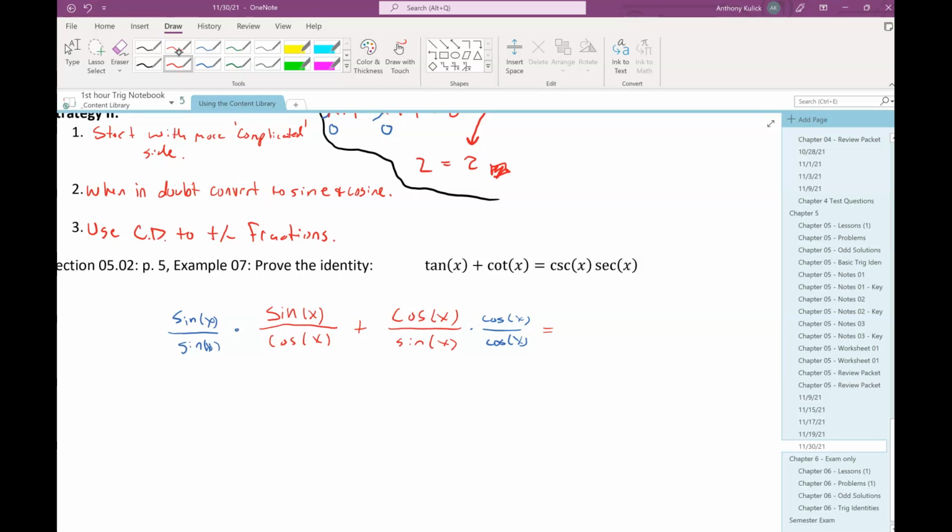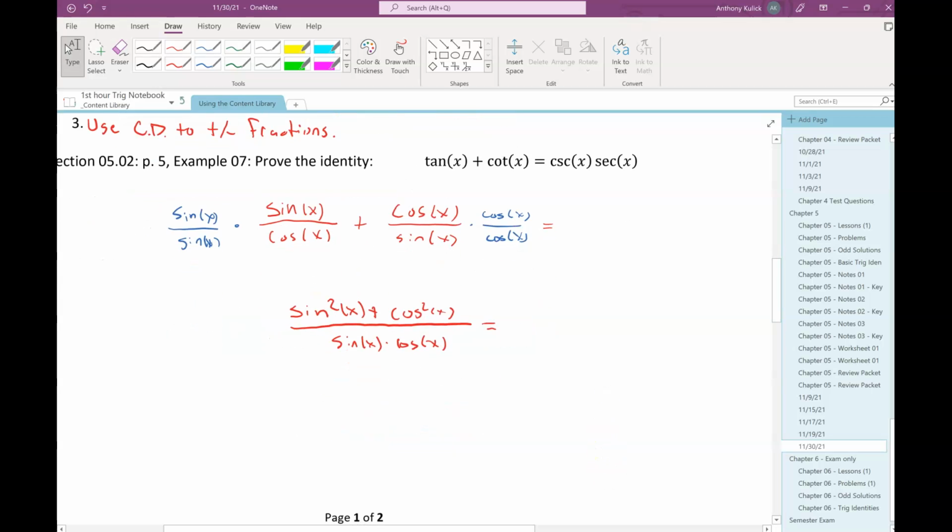Okay, when I do sine x times sine x, that gives me sine squared x. When I do cosine x times cosine x, that gives me cosine squared x. And then my common denominator just stays the same, so I have sine x times cosine x as my denominator. Does that feel good to you guys? What should I do next?